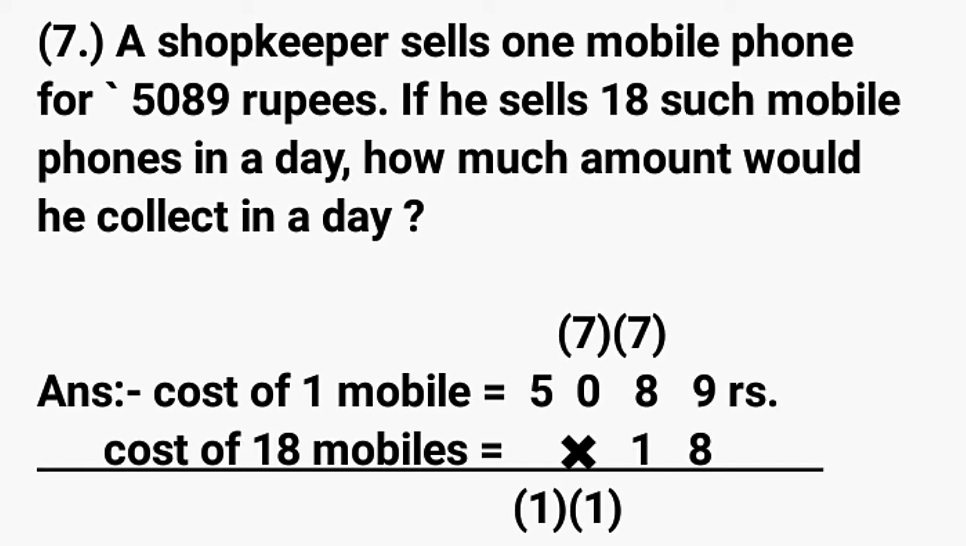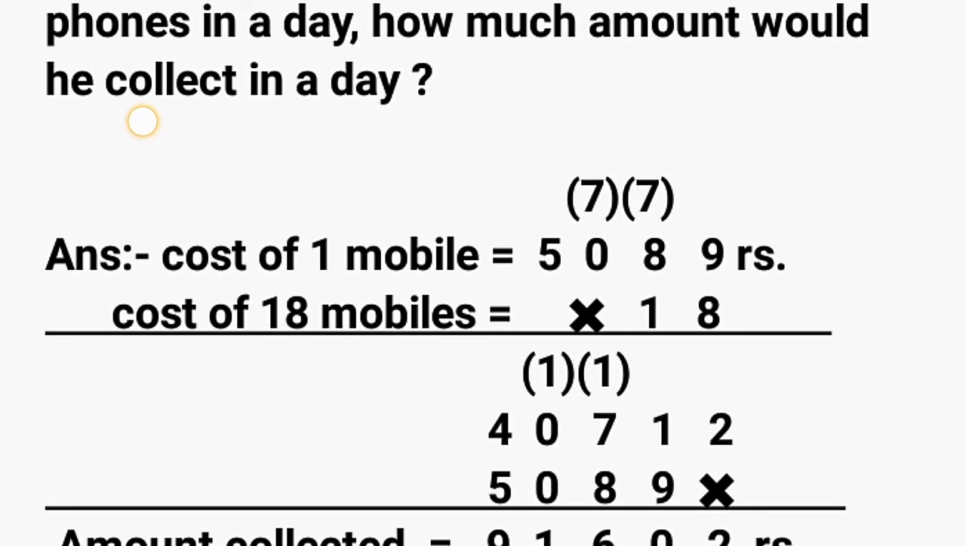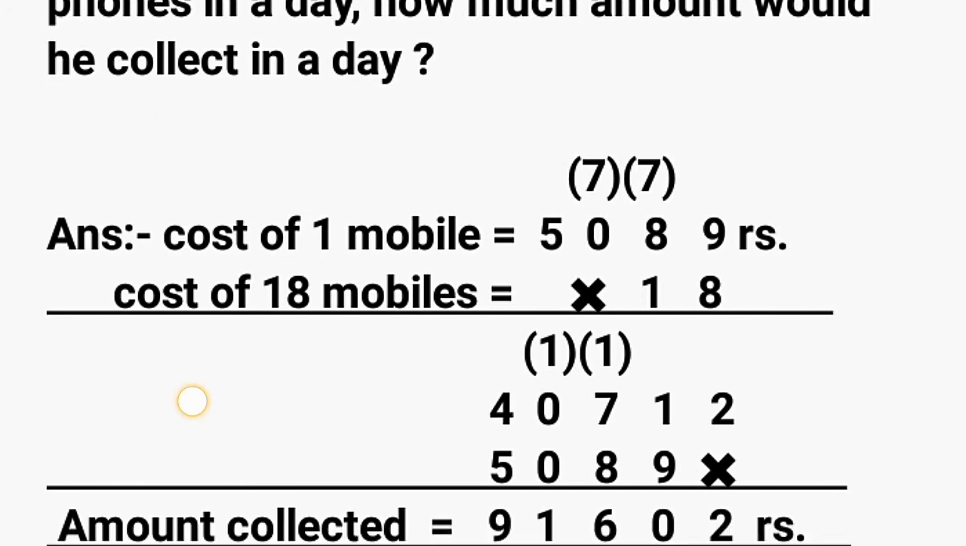Seventh, a shopkeeper sells one mobile phone for 5,089 rupees. एक मोबाइल वह 5,089 rupees में बेच रहा है. If he sells 18 such mobile phones in a day, अगर एक दिन में 18 मोबाइल्स बेच रहा है, how much amount would he collect in a day? एक दिन में कितने पैसे कमाएगा? So cost of one mobile is equal to 5,089 rupees. Cost of 18 mobiles is equal to multiply by 18.